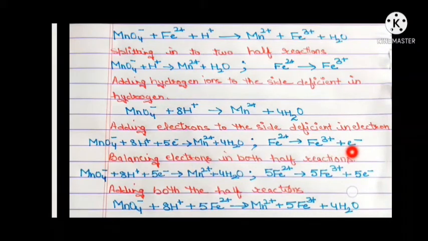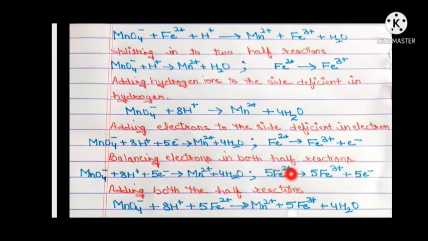So when we are adding electron this side, charge is balanced. Now next, we have balanced charge by adding electron to the side deficient in electron. Next, we have to balance electrons. You can see here we have written 5 electrons and here is 1 electron. So multiplying this oxidation half reaction by 5, we will get this.